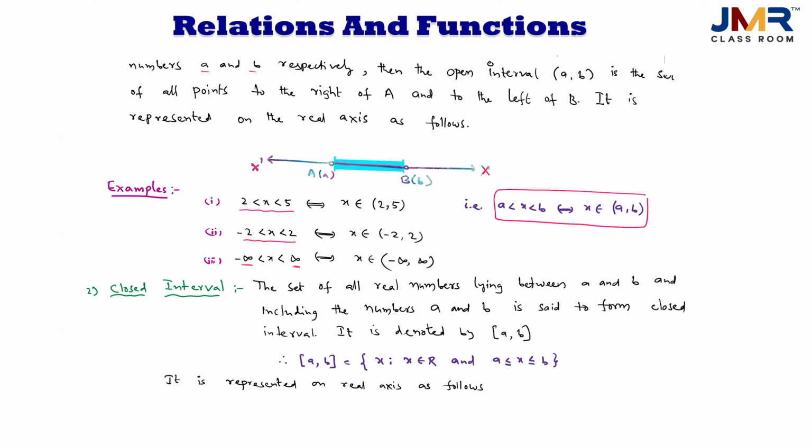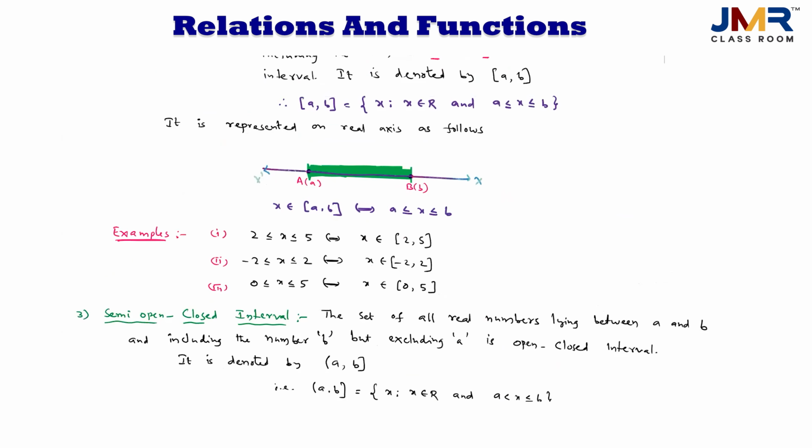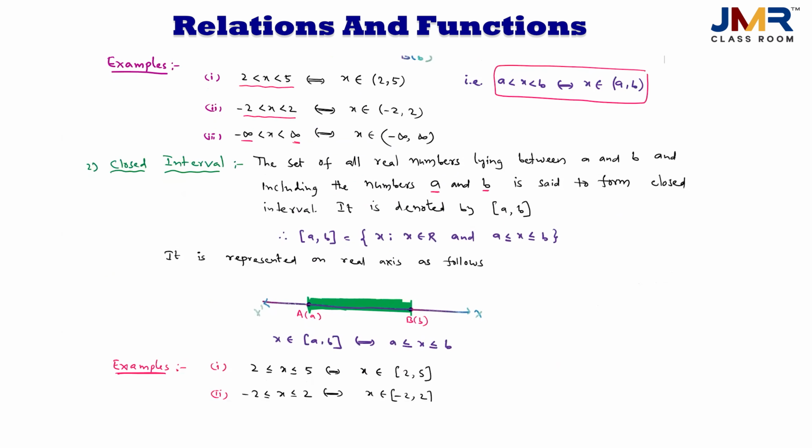Now, the closed interval. What is meant by a closed interval? The set of all real numbers lying between a and b and including the numbers a and b is said to form a closed interval. It is denoted by [a, b]. So [a, b] equals the set of x such that x belongs to R and a ≤ x ≤ b. x lies between a and b, including both a and b, because here it is less than or equal to. x may be equal to a or x may be equal to b.